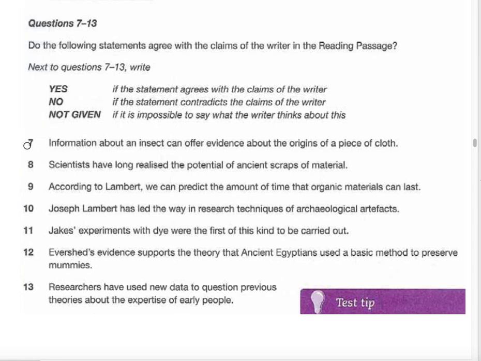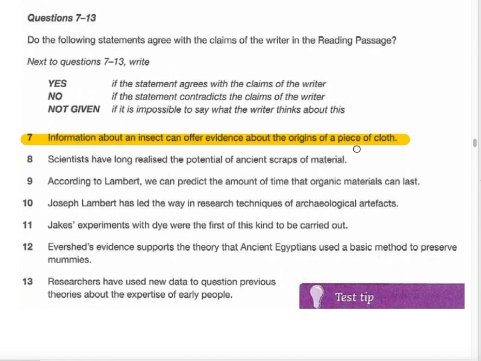Okay, so question 7. Information about an insect can offer evidence about the origins of a piece of cloth. So we rephrase. If we find some kind of fossil, I guess it would be a fossil from an insect, then this could give us something about where clothing came from, the origins of a cloth. Okay. I'm not sure. I'm not an archaeologist about this one.